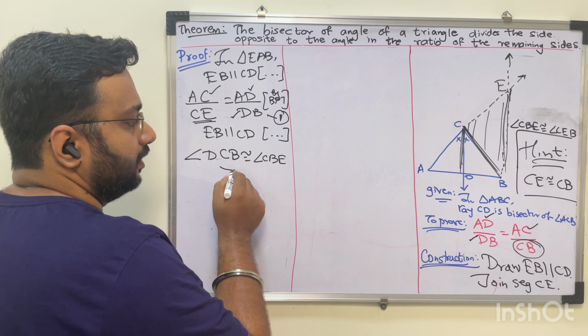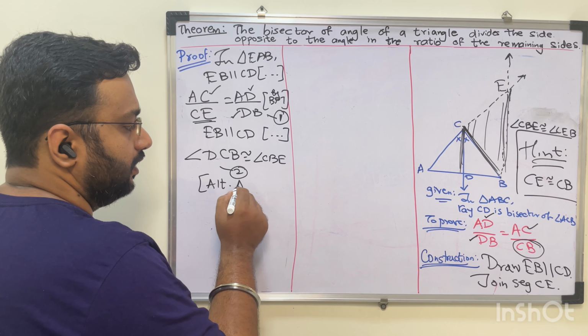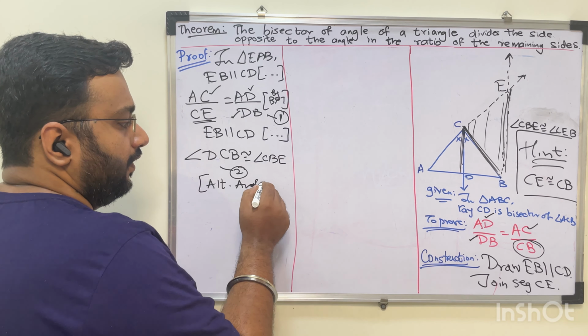And let's mark this equation number 2, and the reason will be by alternate angle theorem. I hope everyone is clear till here. So we got these two angles equal, one of which was angle CB. Very good, superb. Now let's look at the other angle.